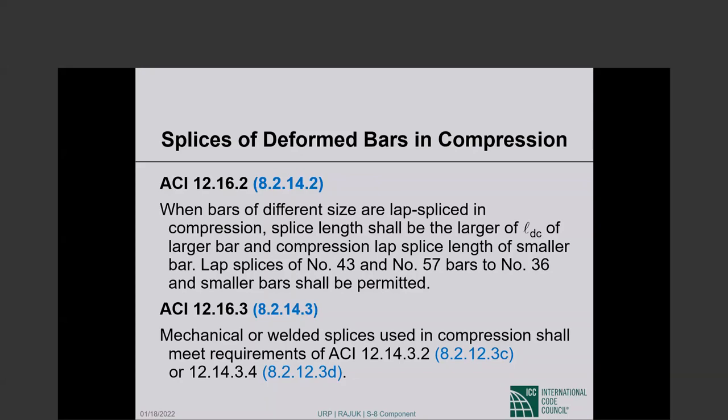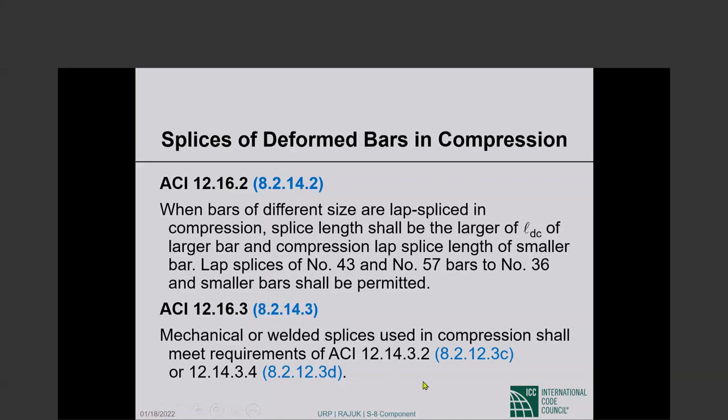Lap splices of number 43 and number 57 bars to number 36 and smaller bars shall be permitted. See, this is where lap splices are permitted of the number 43 and number 57 to smaller bars. So lap splices of 43 or 57 bars to number 36 and smaller bars shall be permitted. Mechanical and welded splices used in compression shall meet requirements of section such and such. There are two different sections.